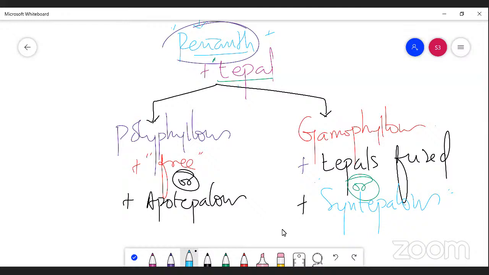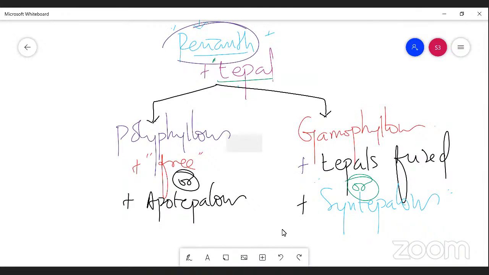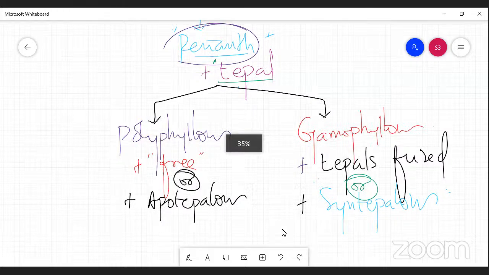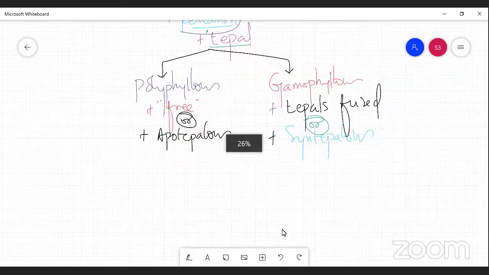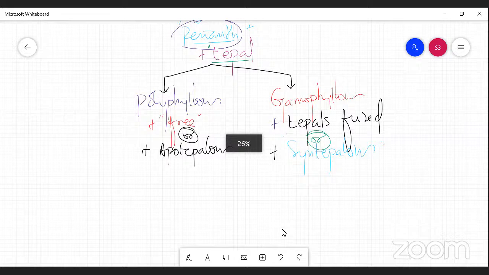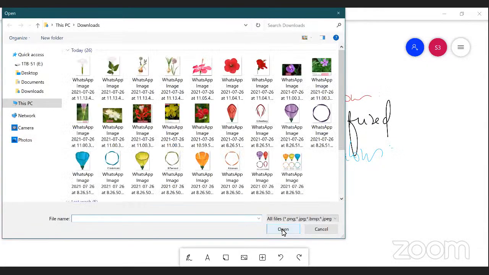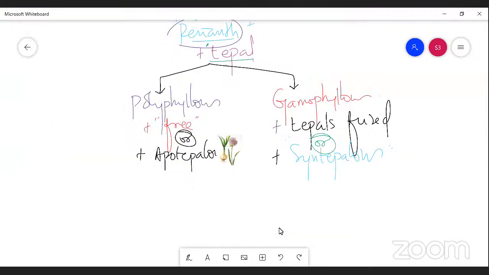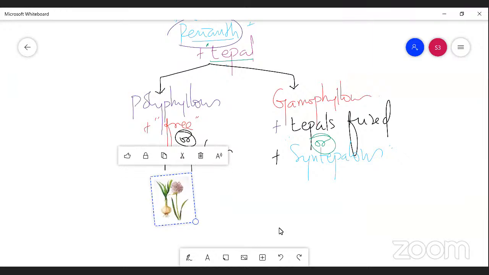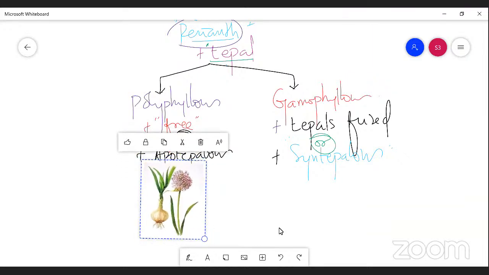So for that, I would like to give an example for apotepalous and syntepalous, right? Let me give an example. For apotepalous, I would like to give the example of Allium sativum. This is Allium sativum, the binomial of garlic, right?